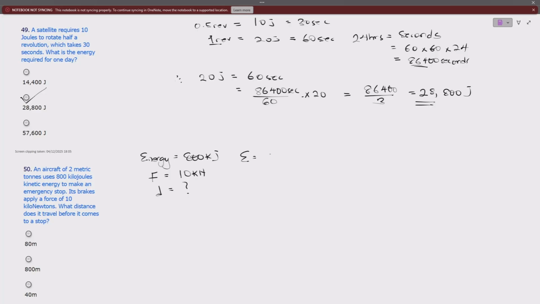So energy equals force times distance. Distance will be energy divided by force. That is going to give you 800 kilojoules divided by 10 kilonewtons, which is going to give you 80 meters.